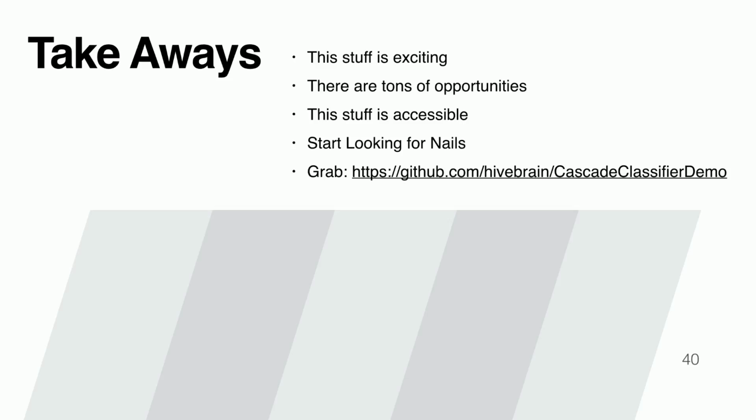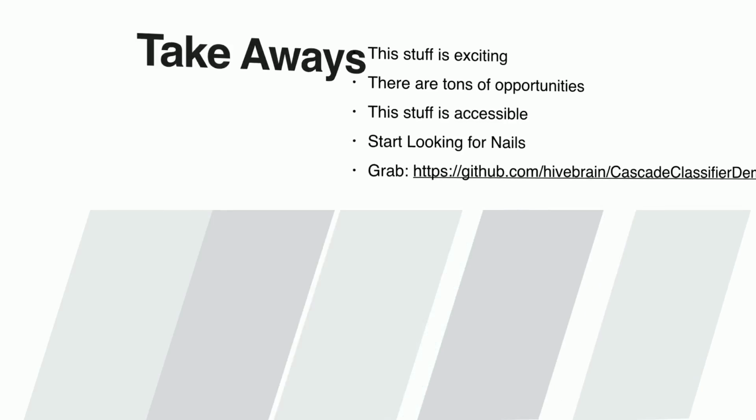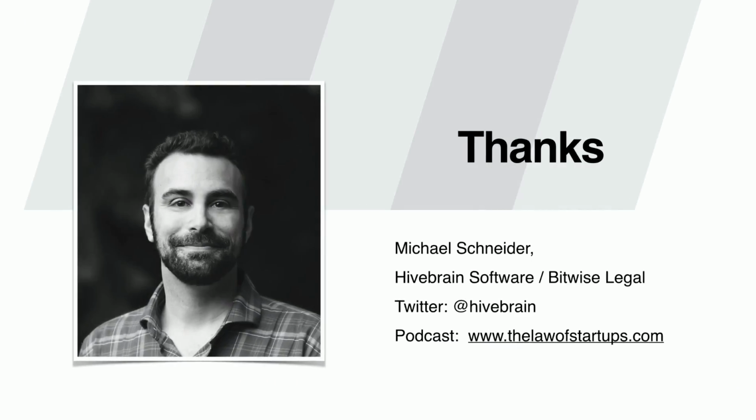So I guess my takeaway here is start looking for nails that you can hit with this giant flaming golden hammer, and grab the demo and play with it. See if you can train a classifier and make it work. And thanks for your time. It's been great.